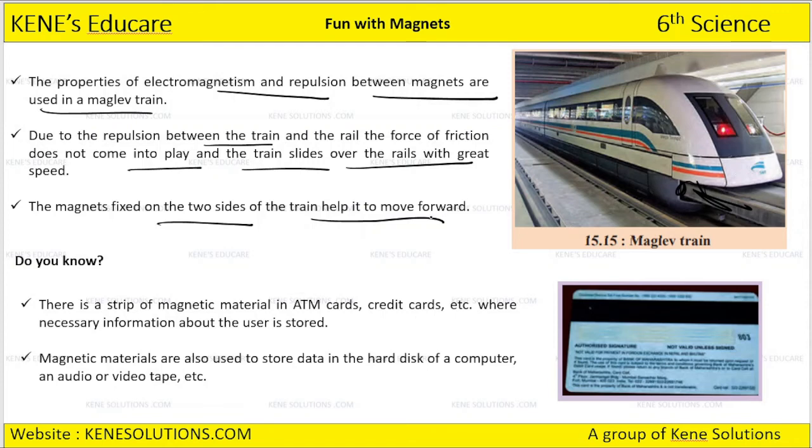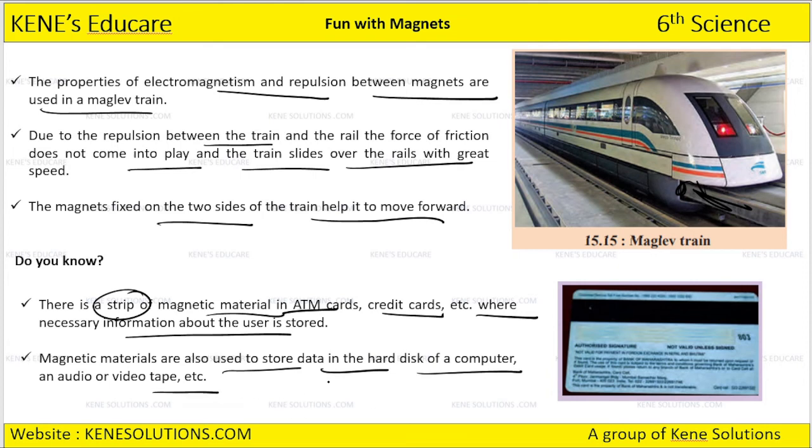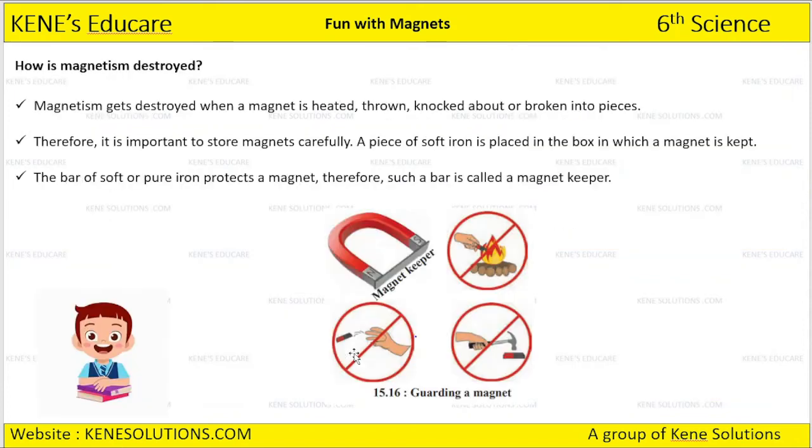Now, there's a strip of magnetic material in an ATM card, credit card, where necessary information about the user is stored. Okay, so यहाँ पे ATM card इसमें एक strip रहती है and it has very important information, and magnetic materials are also used to store data in the hard disk of a computer, audio, video tape. तो मैग्नेटिक मटेरियल यूज किए जाते हैं यहाँ पे जहाँ पे हमें डेटा स्टोर करना पड़ता है.